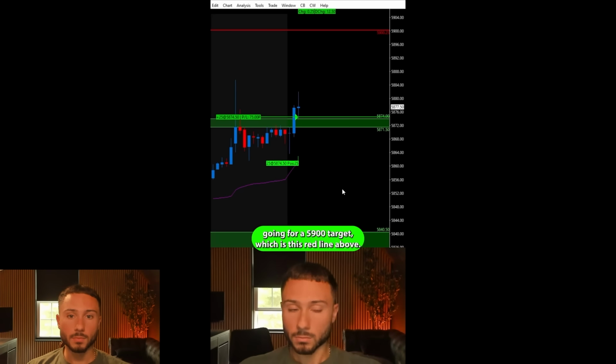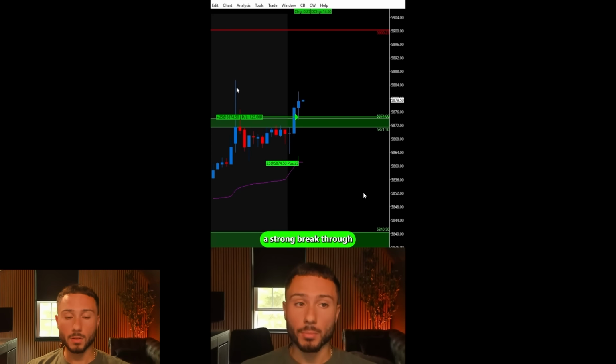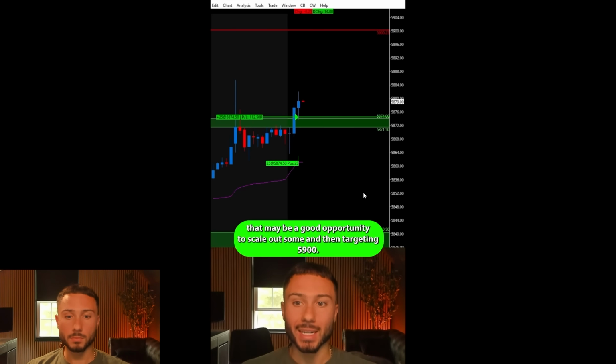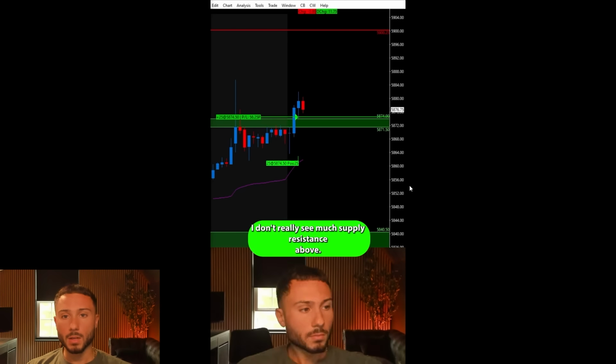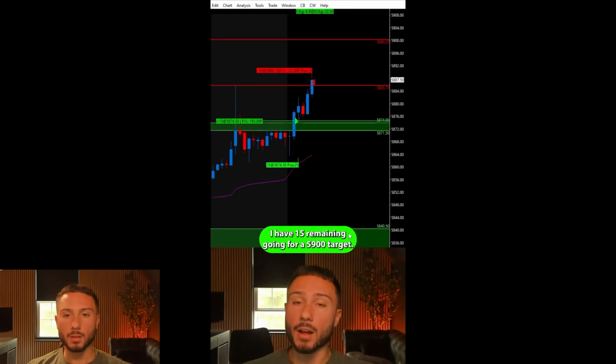line above. First, going to watch price action above these pre-market highs at the 58.86s. Strong break through that, maybe a good opportunity to scale out some. And then targeting 5,900. I don't really see much supply or resistance above. So the market's going to go break this pre-market high. 10 contracts here at the 58.86s. Out 10 contracts. I have 15 remaining, going for a 5,900 target.